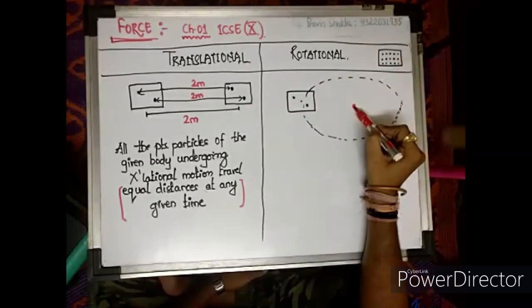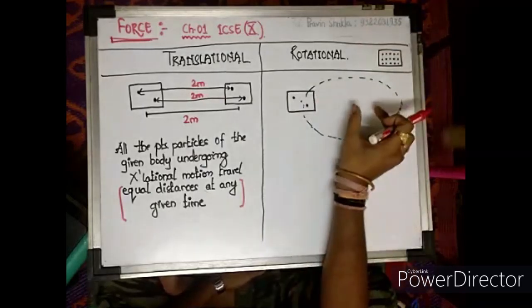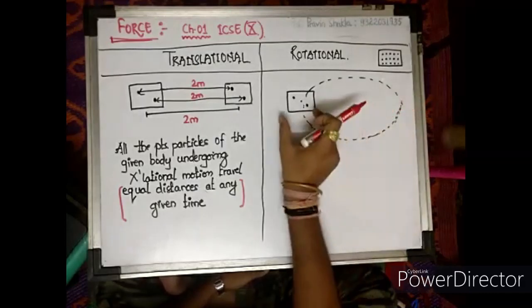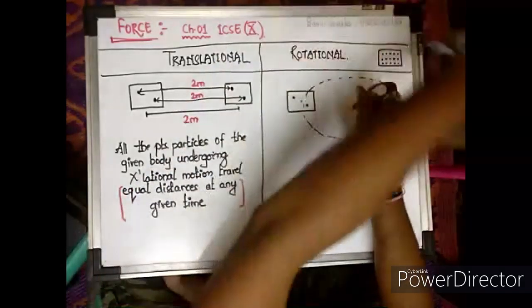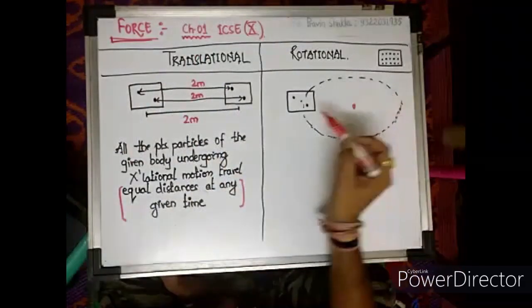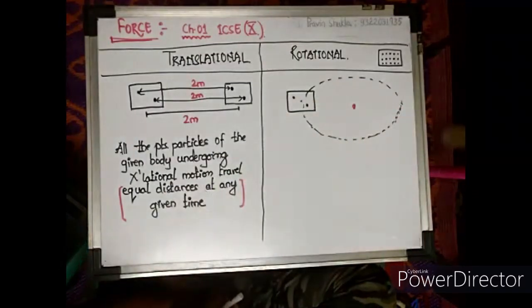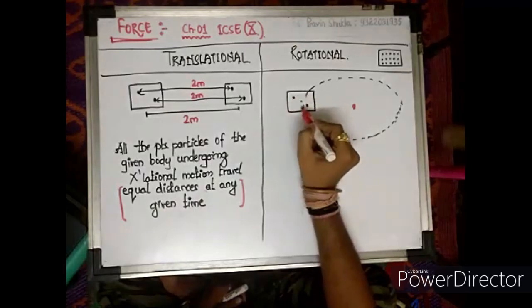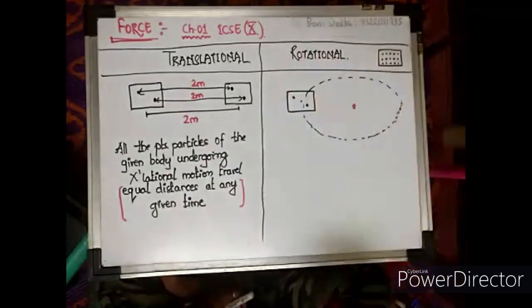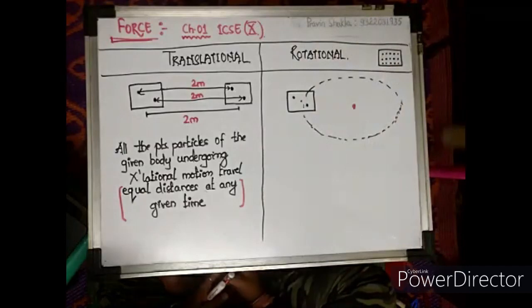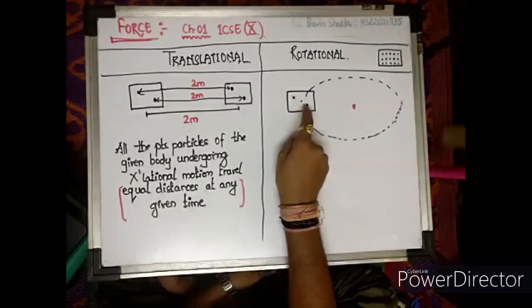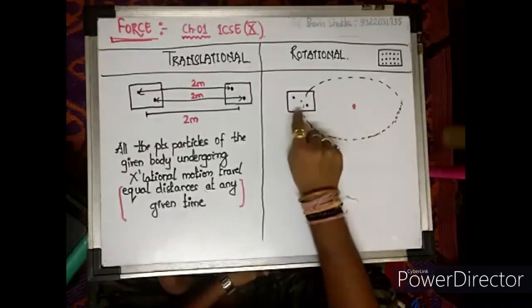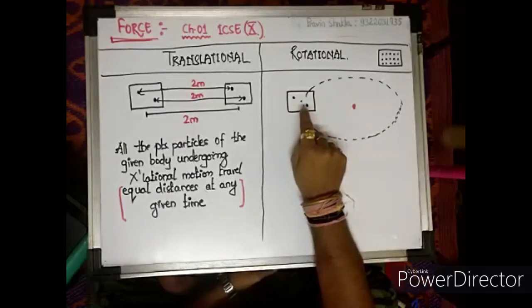So what really happens? The axis of rotation lies outside the body. This is the body and the axis of rotation is here, and this body is moving like this. All the particles of the body are in circular motion, moving on the same path. Mind it, they are all moving on the same path, but they are not going to cover the equal distance. They are going to cover the equal angle, but not the equal distance. So understand this.